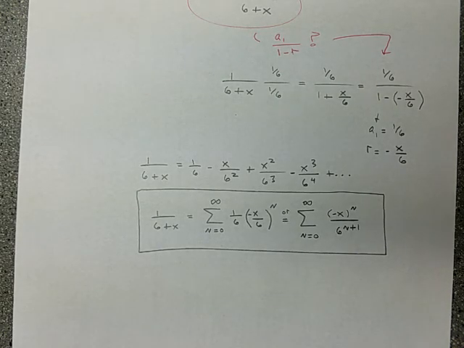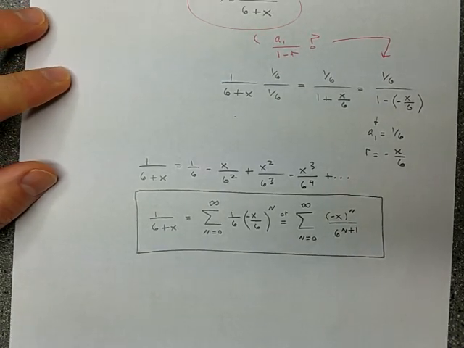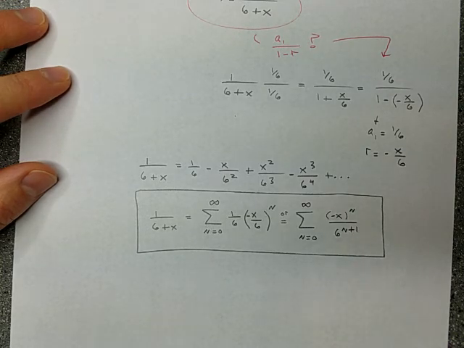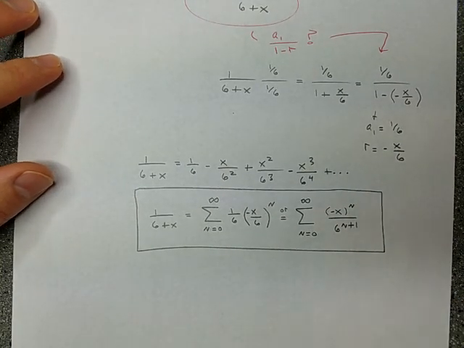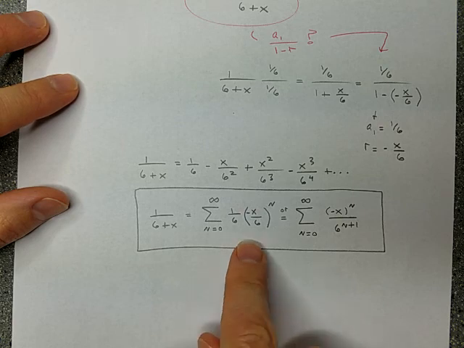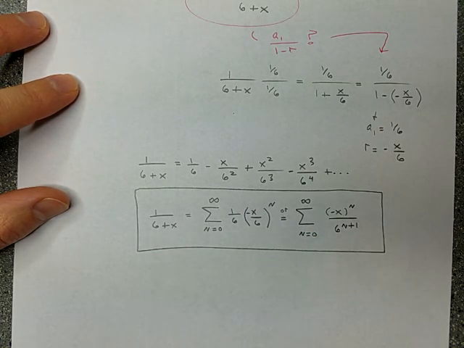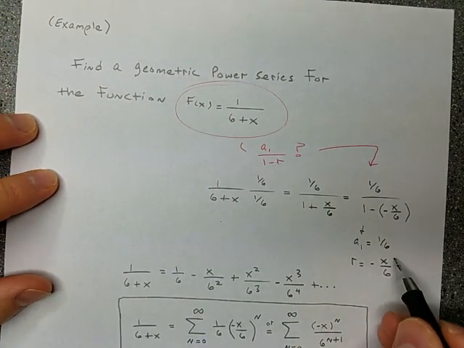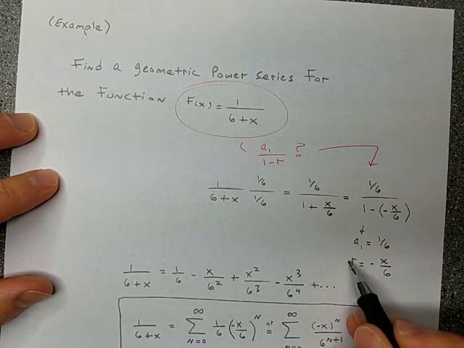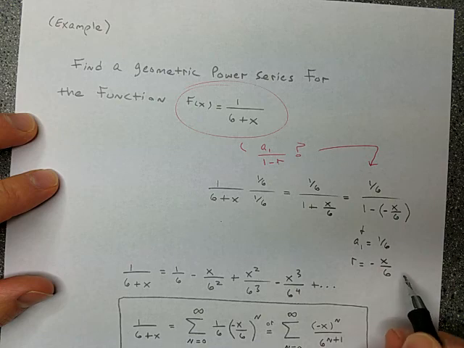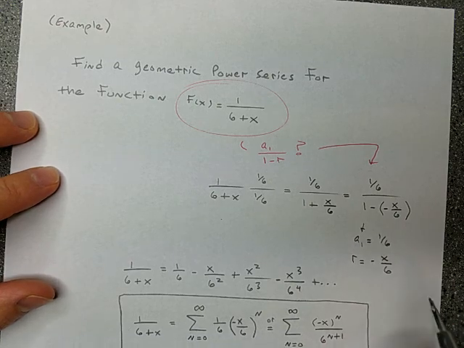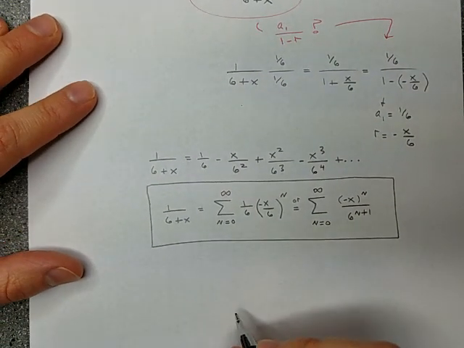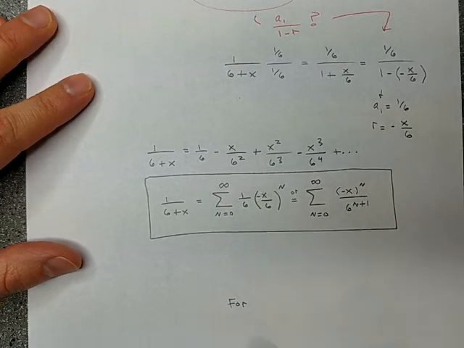Okay, so what about the interval of convergence? What are the values of x that make this series equal to that function? We said that's a geometric series, so r has to be between negative 1 and 1 for it to converge. Let's write that part down here.